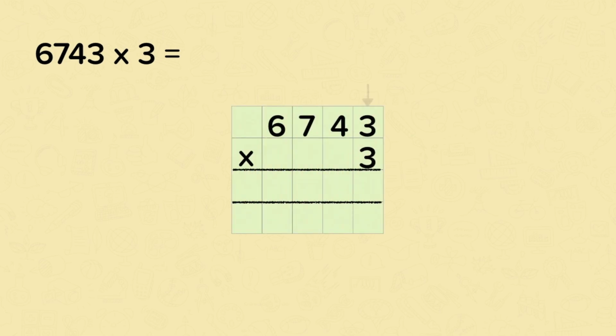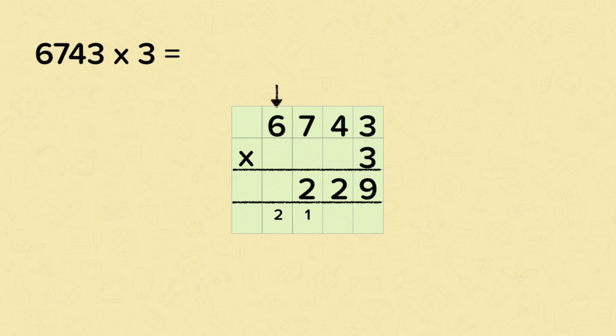We'll start at the ones. 3 times 3, that's 9. On to the tens. 4 times 3, that's 12. We put the 2 in the tens column and we exchange the 1 over to the hundreds column. Then we've got 7 times 3, that's 21. We need to add the extra 1 that's in the hundreds place, so that's 22. We put the 2 in the hundreds place and we exchange the other 2 into the thousands column.